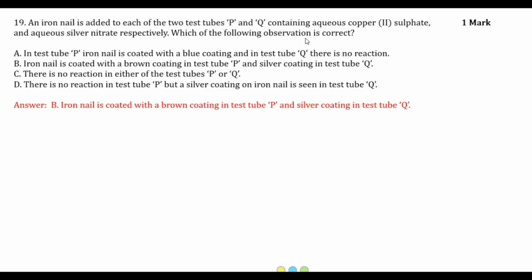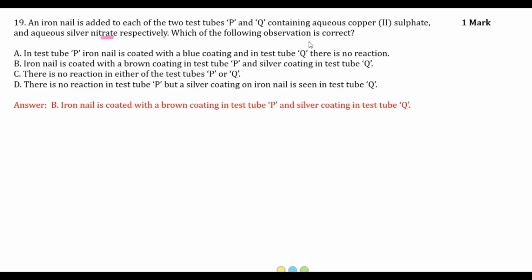Which of the following observations is correct? Here in the question they have given an iron nail, that is Fe. The iron nail is added to each of the two test tubes. We have two test tubes, P and Q. Test tube P contains an aqueous solution of copper sulfate, CuSO4, and test tube Q contains aqueous silver nitrate solution, AgNO3.